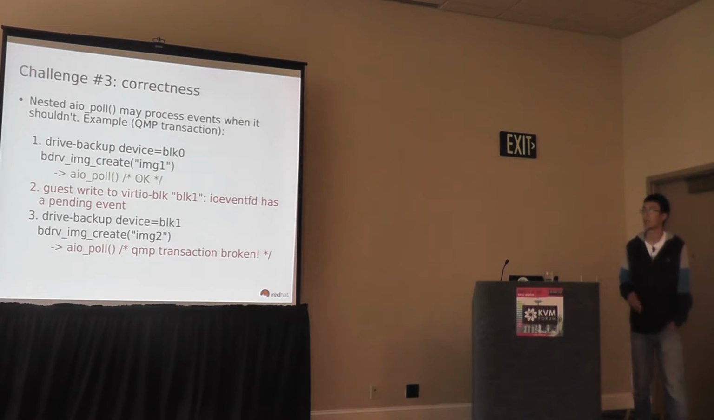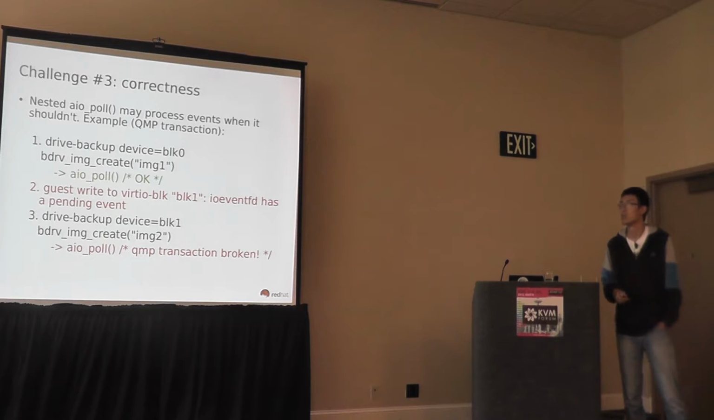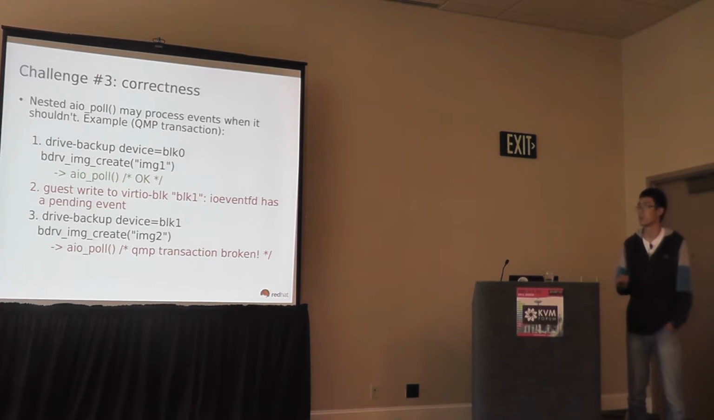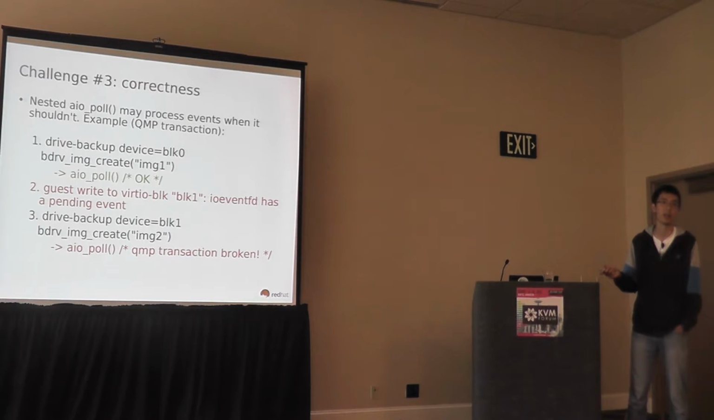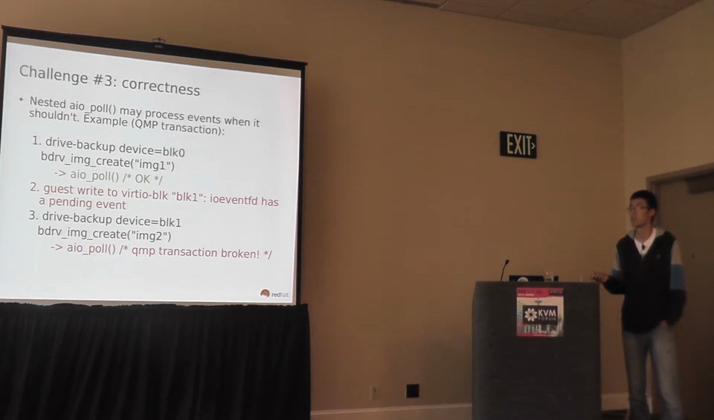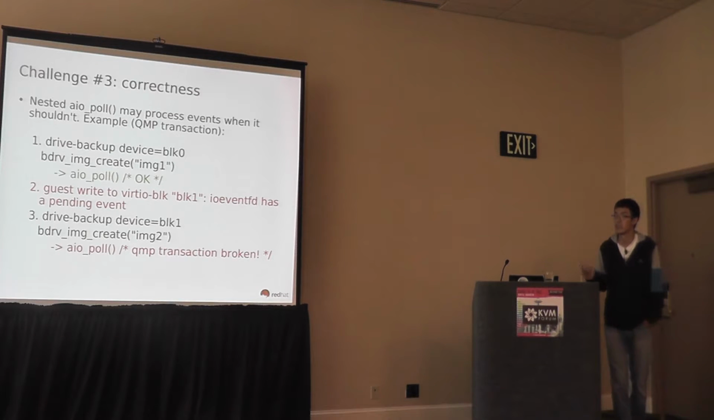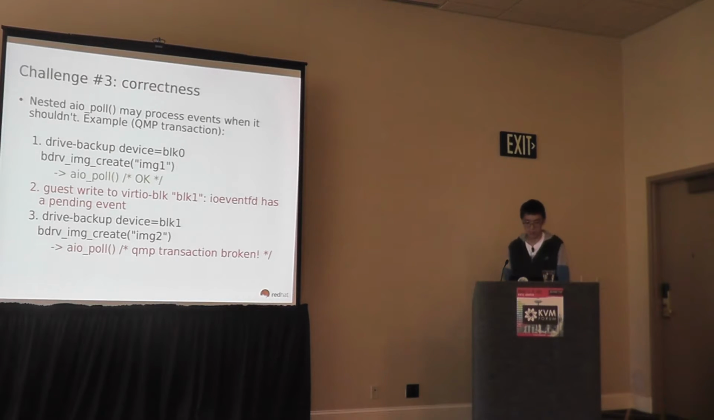point, after the first one has done, the guest writes to a device, the IO event FD would be notified. The notification will be processed by further nested event loops or top-level event loops, whatever it is. So unfortunately, we still are not done yet. So we have another nested event loop which dispatches the IO event FD event, which means we get a new request that is processed and changes the state of image 2.